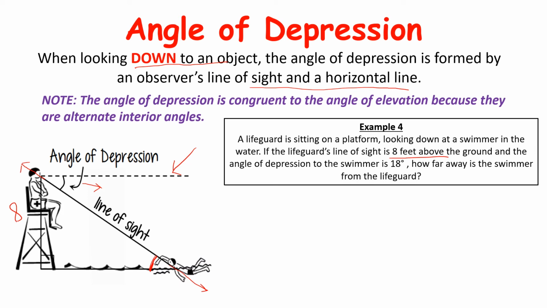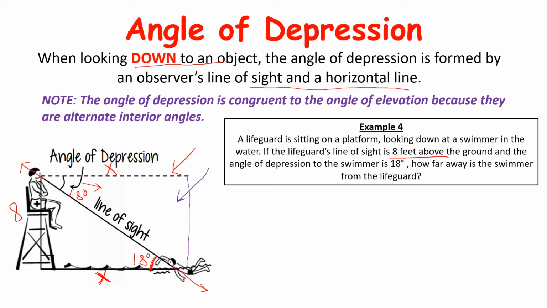And then it says the angle of depression is 18. All right, so which would make this also 18 degrees. How far away is the swimmer from the lifeguard? So we want to know this length here. So we can actually find this length or this length. It does not matter, because if I actually drew just a perpendicular line here, I could use this triangle here. But either way, you're going to get the same answer, right?